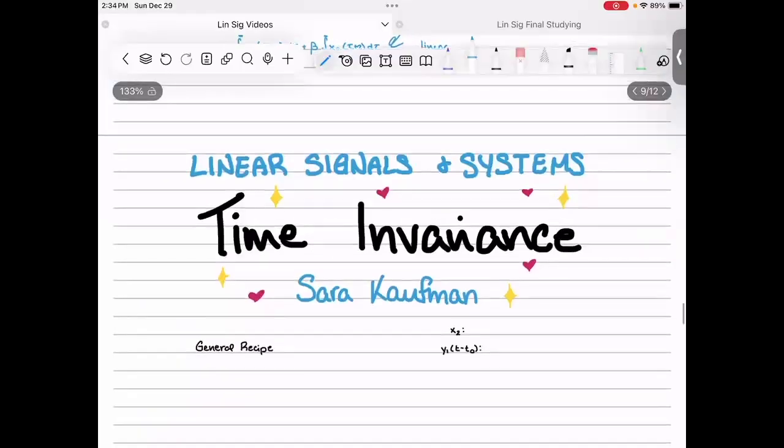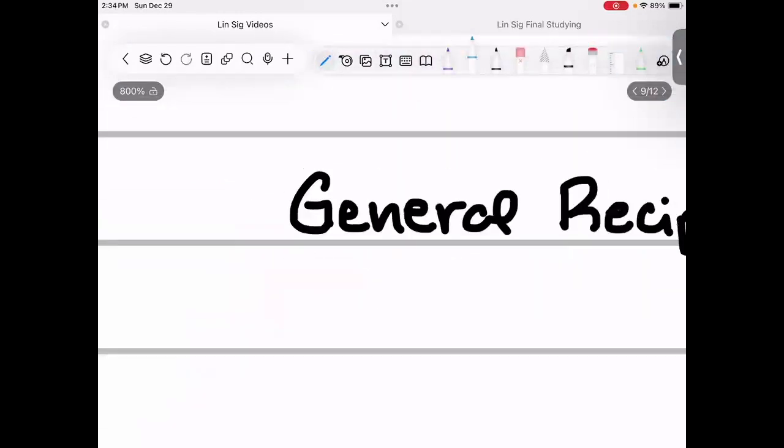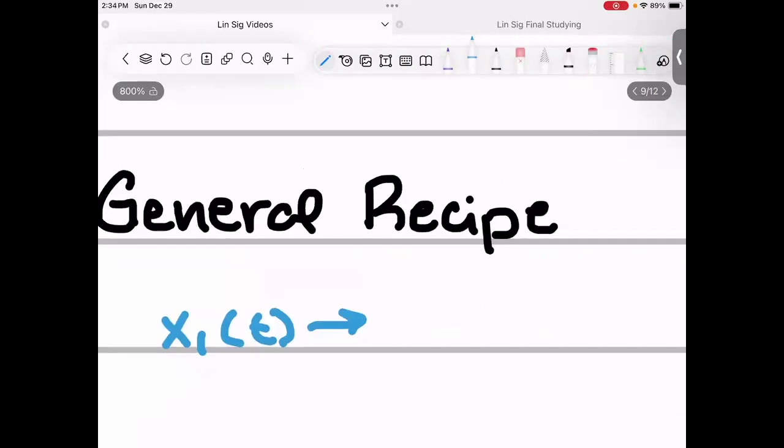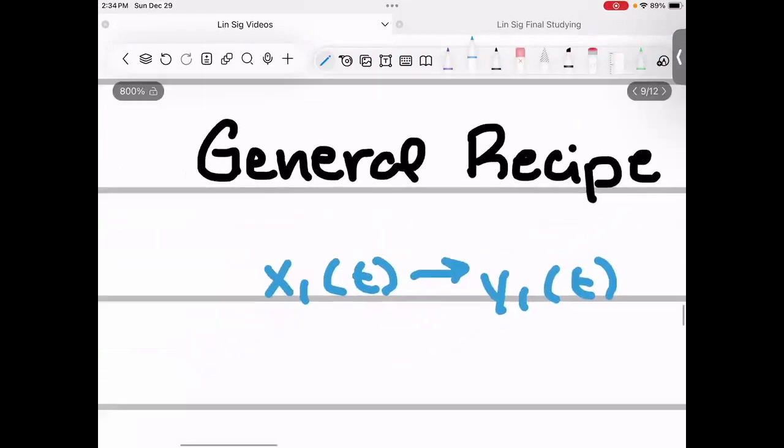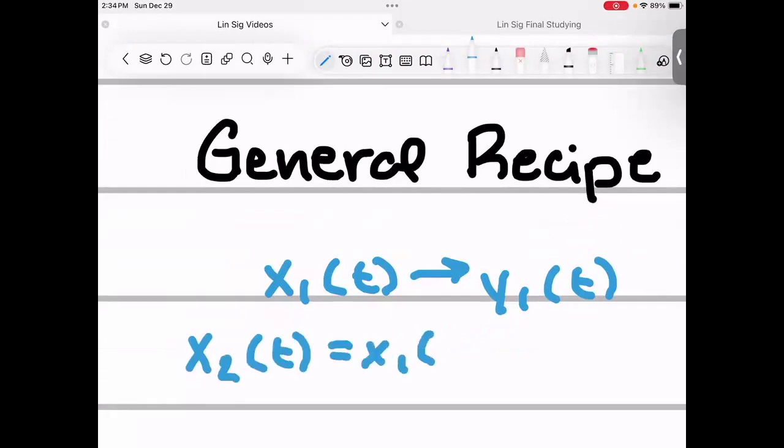Let's go over time invariance. Okay, the general idea here is that we have an input, x1 of t, that gives us an output, y1 of t. Then let's call another input, x2 of t, and set it equal to a shifted version of x1 of t, so x1 of t minus t naught.